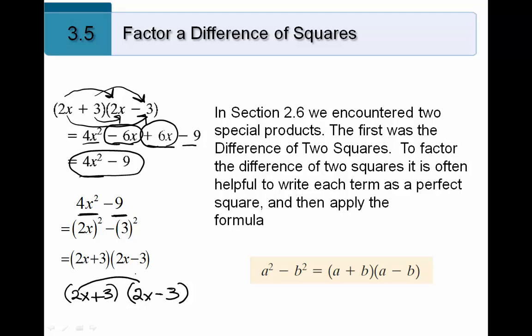2x times 2x is 4x squared. 3 times negative 3 is the negative 9. This was your F, this was your L. And then you can see your inner, 3 times 2x is 6x. And your outer, 2x times negative 3, negative 6x, adds up to 0. And that's why they went away, and they don't show up in your product.